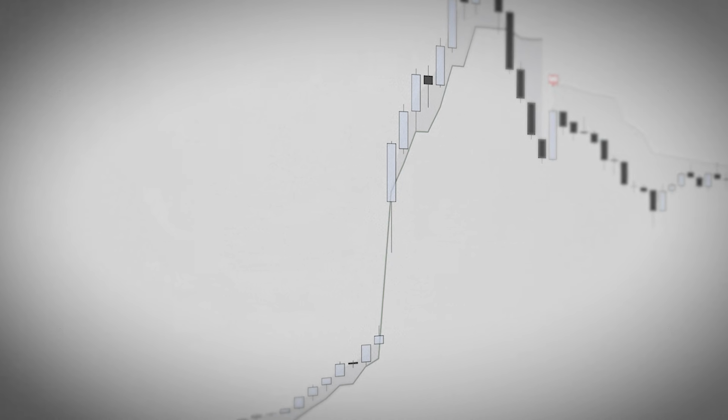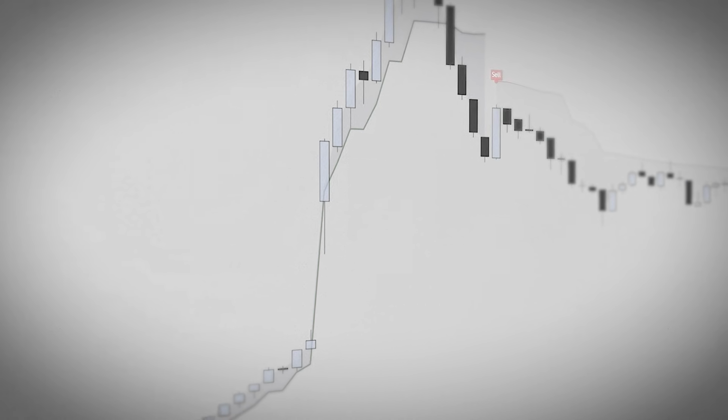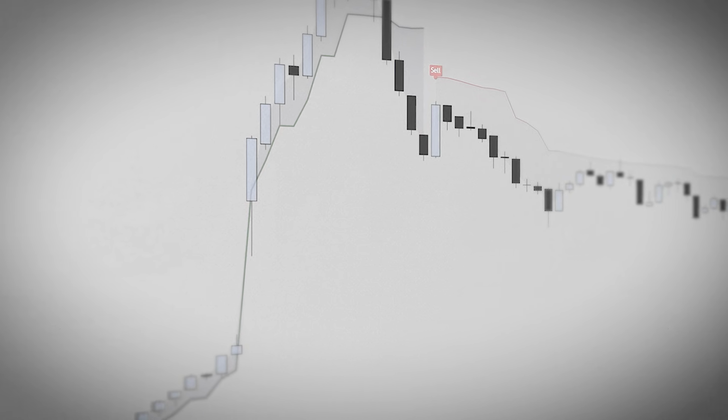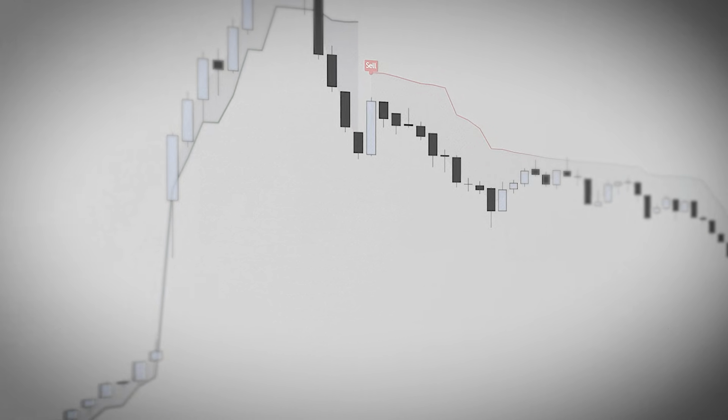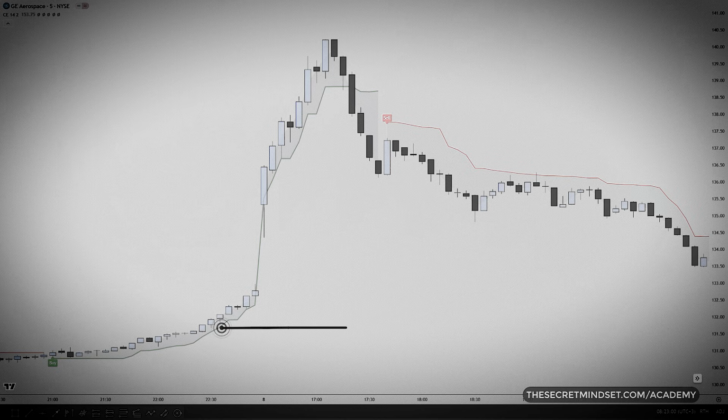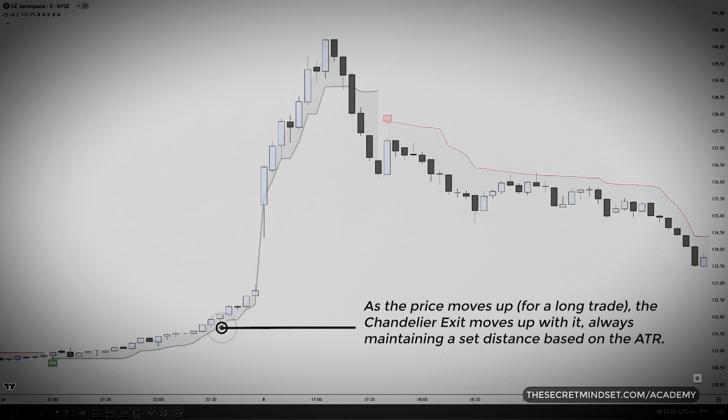This is a dynamic indicator, meaning it adjusts its levels based on the recent price action and volatility. As the price moves up, the chandelier exit moves up with it, always maintaining a set distance based on the ATR.